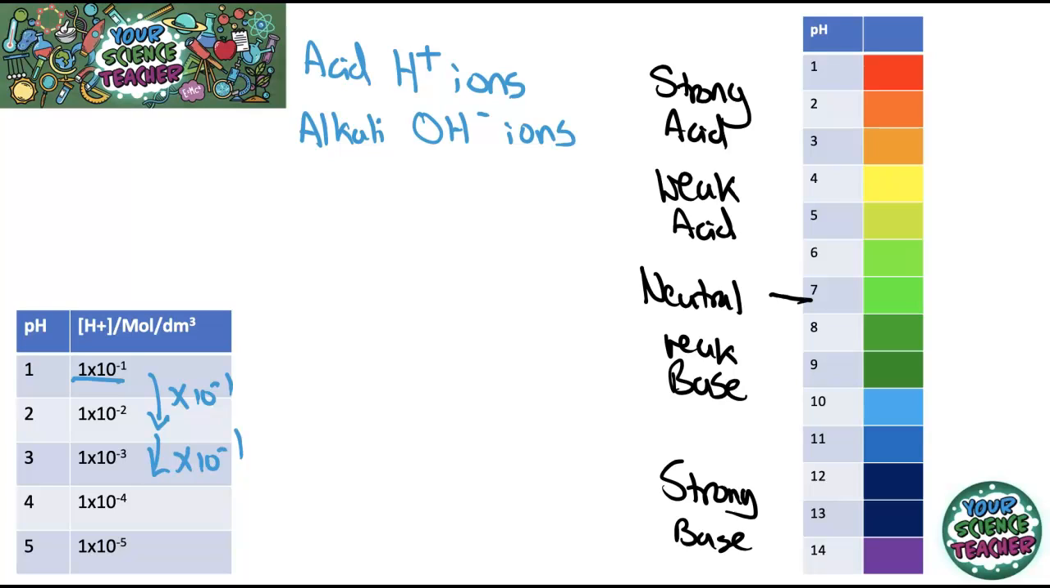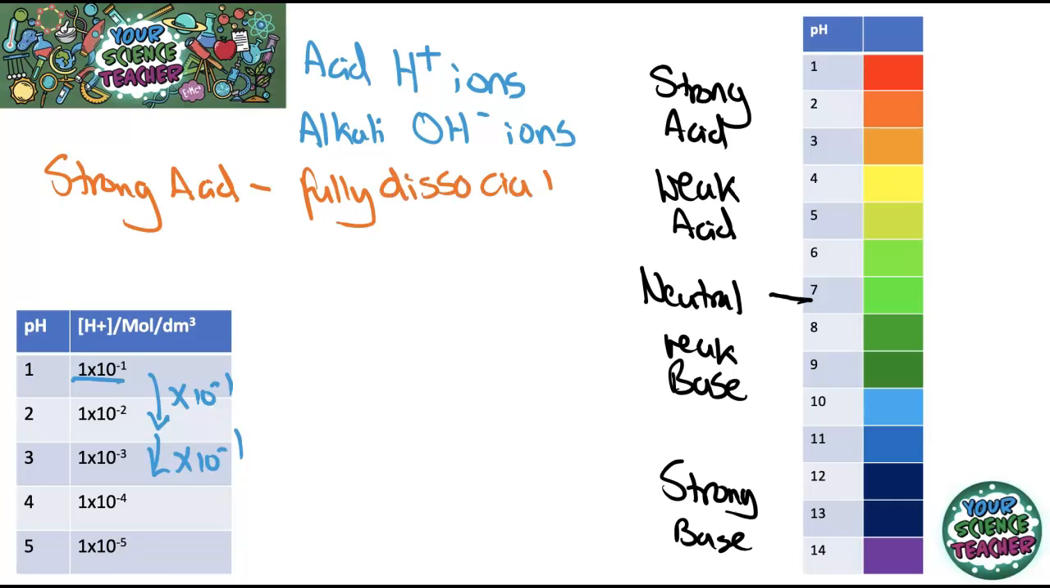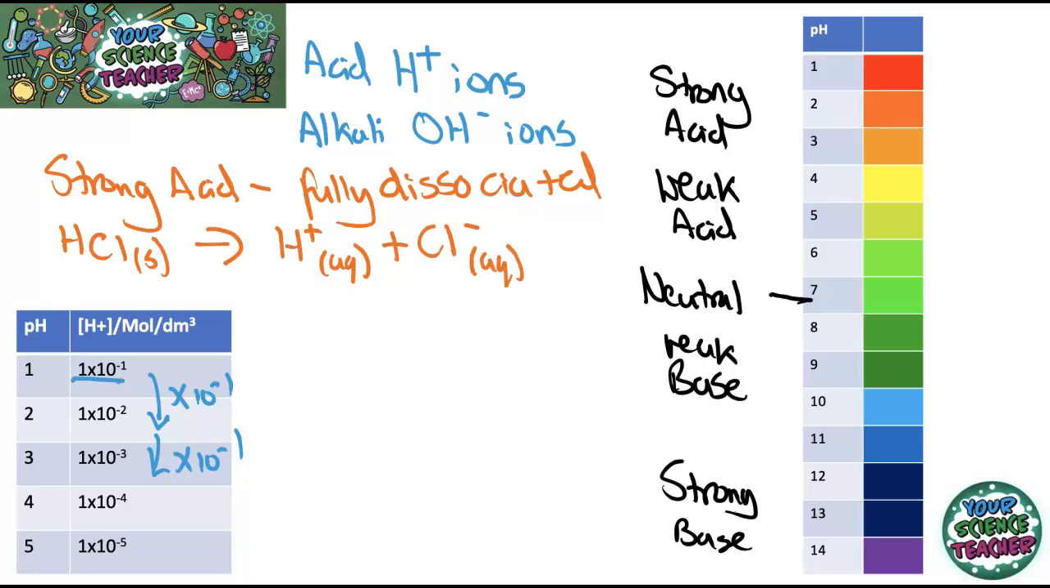Now we say something that is a strong acid, something that contains a lot of hydrogen ions, we can say that that is fully dissociated. What that means is when you add that acid into water, then what happens is the ions separate. So HCl, solid, and I add it to some water, I end up with H plus in aqueous, now it's in water, and Cl minus. And I've got an arrow just going in one direction.